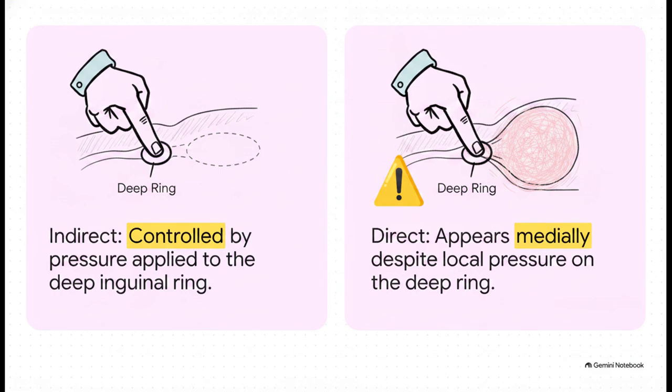To tell an indirect from a direct inguinal hernia, you find the deep inguinal ring, right above the midpoint of the inguinal ligament. Apply some gentle pressure and have the patient cough. If your finger stops the hernia from bulging, it's an indirect or lateral hernia. But if it stubbornly bulges out medially anyway, despite your pressure, you're looking at a direct hernia.